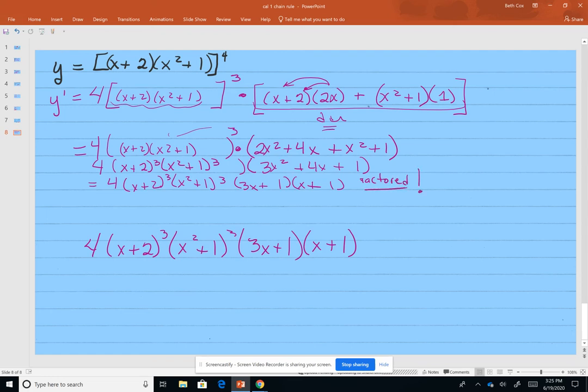There we go. Alright, chain rule. Derivative of the inside function. Okay. Alright, good luck with it. Hope that helps. It's just math, y'all. You can do it.